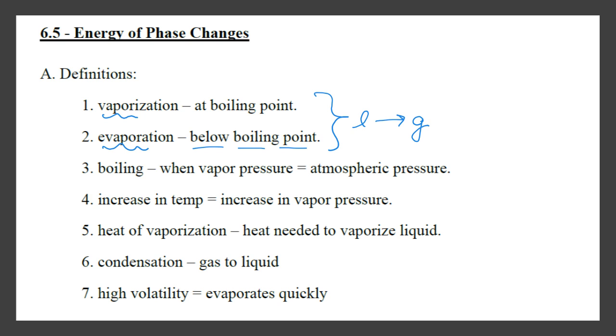Heat of vaporization is how much heat is needed to vaporize a liquid, turn it from a liquid to a gas at the boiling point. Condensation is the opposite of vaporization: gas going to liquid. So we're going to be calculating how much energy it takes to vaporize a certain amount of liquid, and how much energy is released if that same gas condenses back into a liquid. If something is really volatile, it means that it evaporates very quickly.